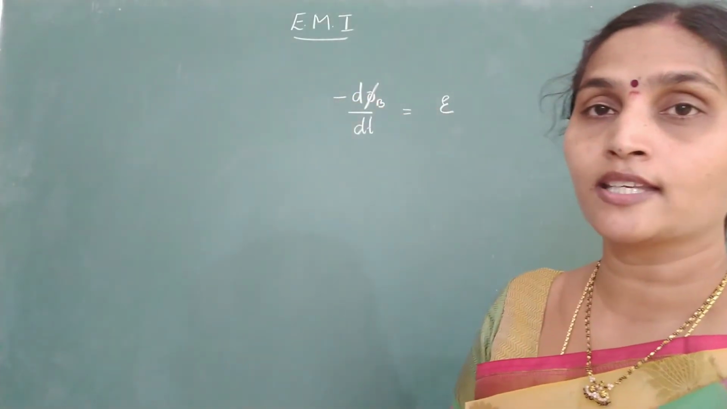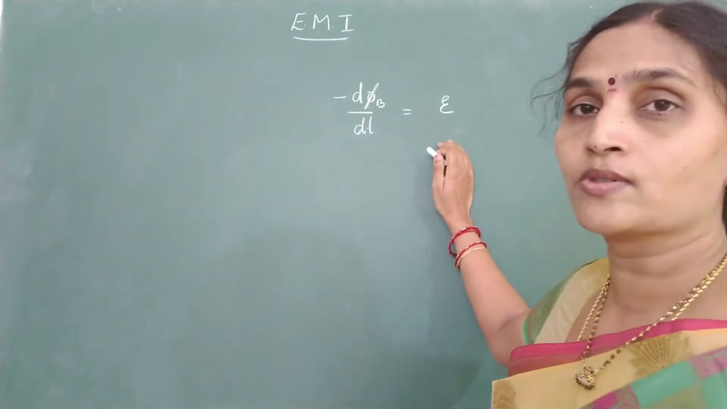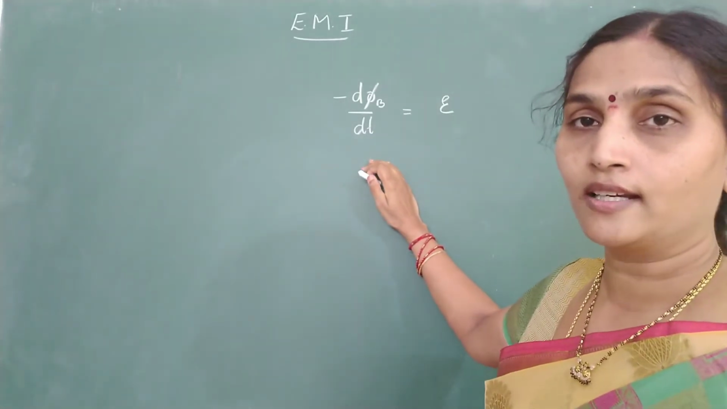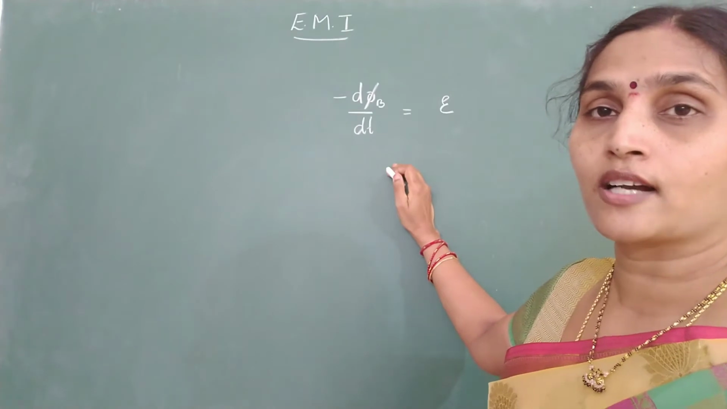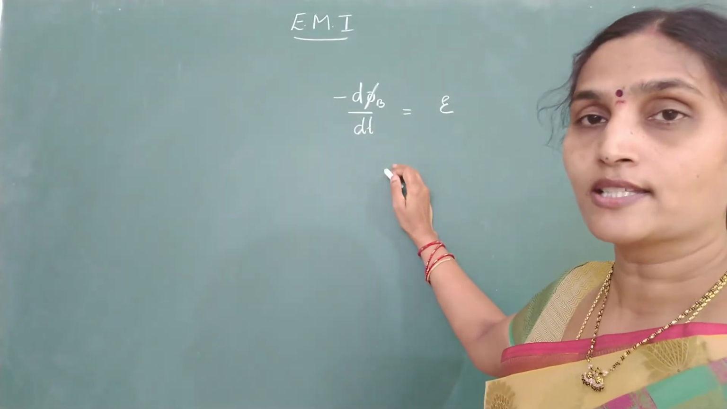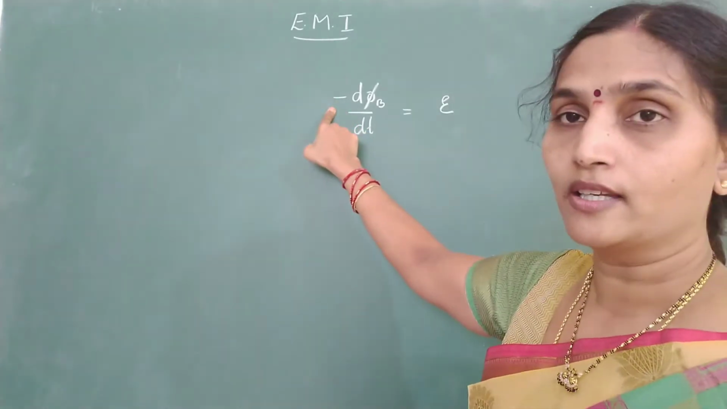What does that minus sign indicate? The minus sign says that the direction of this induced EMF will always be such that it opposes the cause that produced it. And we have already studied Lenz's law is in accordance with the conservation of energy. If Lenz's law fails, conservation of energy is going to fail. That is the reason we give a negative sign.